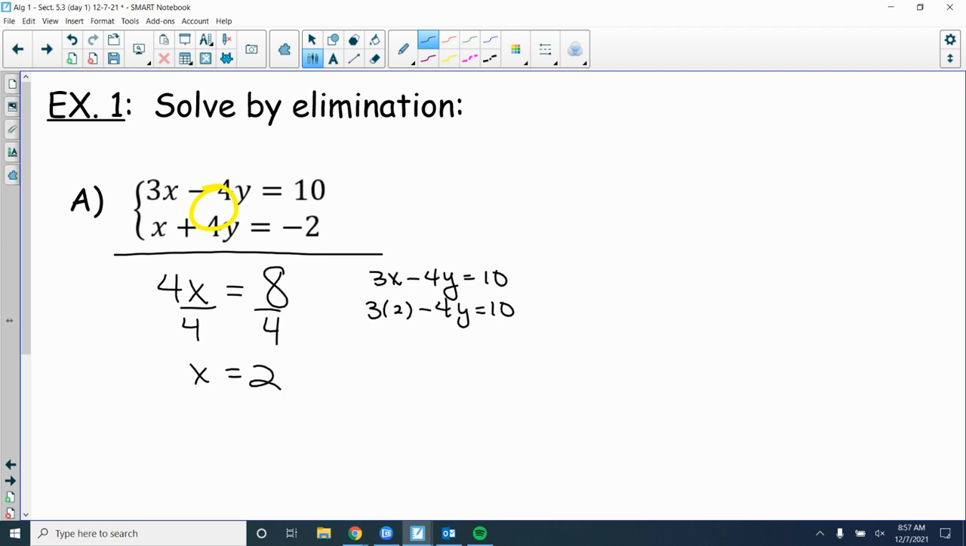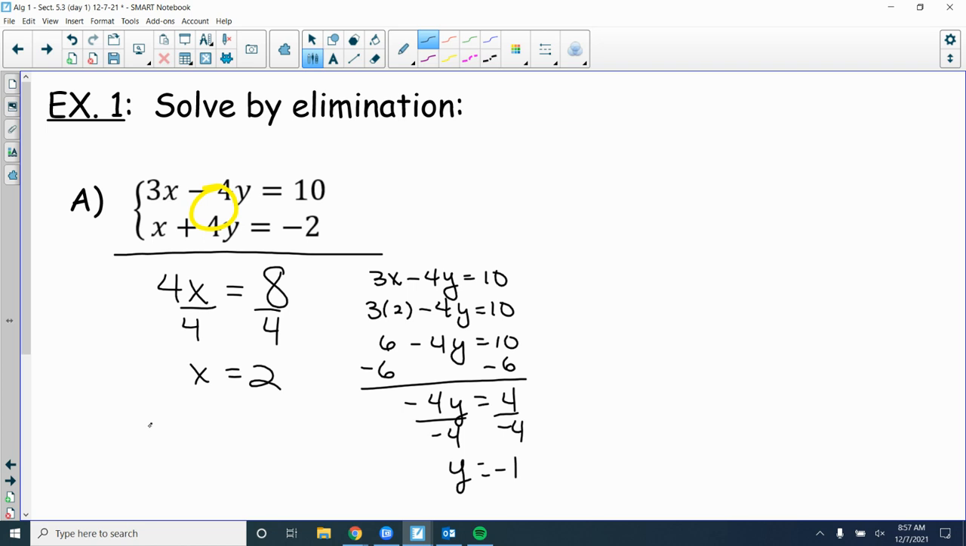So you get 3 times 2 minus 4y equals 10. 3 times 2 is 6. 6 minus 4y equals 10. Subtract 6. I get negative 4y, don't forget that's a negative, equals 10 minus 6, which is 4. Divide by negative 4. Y equals negative 1. Write it as an ordered pair. You always got to do that. That would be 2, negative 1.